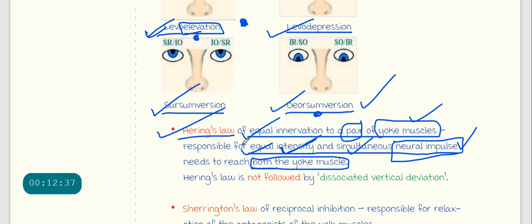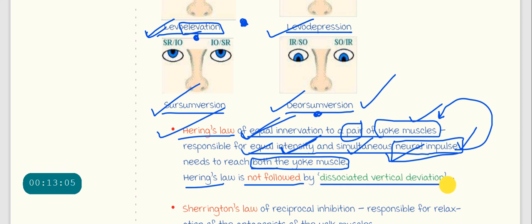And how are we innervating this pair of yoke muscles? There is an equal intensity or stimulation of nervous impulse which is going to stimulate both these yoke muscles respectively. Now Hering's law does not follow the dissociated vertical deviation. So dissociated vertical deviation is not followed by Hering's law.